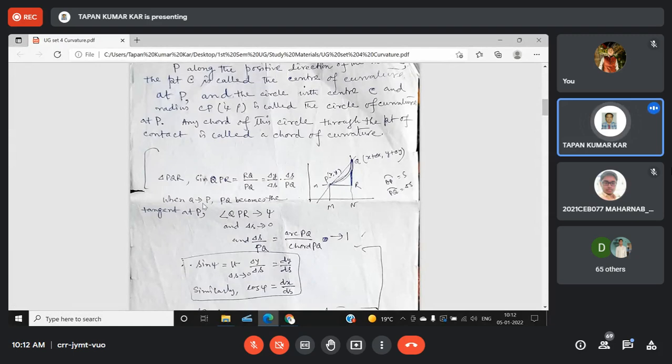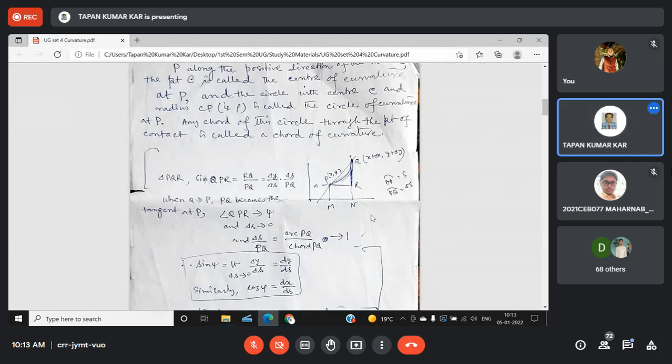When Q tends to P, in the definition of the curvature also it is taken that Q tends to P, that is delta s tends to 0. PQ becomes the tangent at P. This line PQ, when Q tends to P, becomes the tangent at the point P. QPR tends to psi and delta s tends to 0. So delta s by PQ, that is arc PQ by chord PQ, tends to 1.